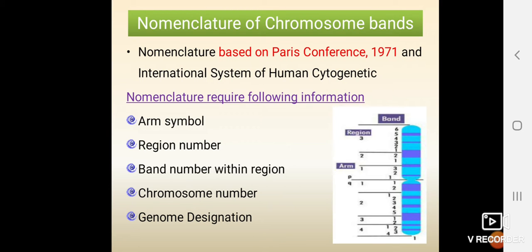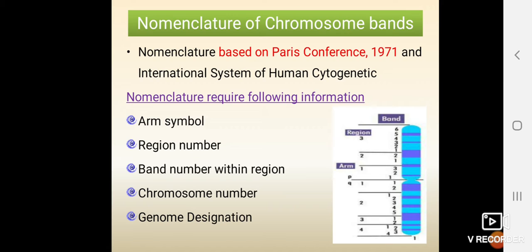So, nomenclature of bands: how people name these bands. Bands are named following the nomenclature based on the Paris Conference of 1971 and the International System of Human Cytogenetics. They have made a set of rules for naming the bands in the chromosomes.